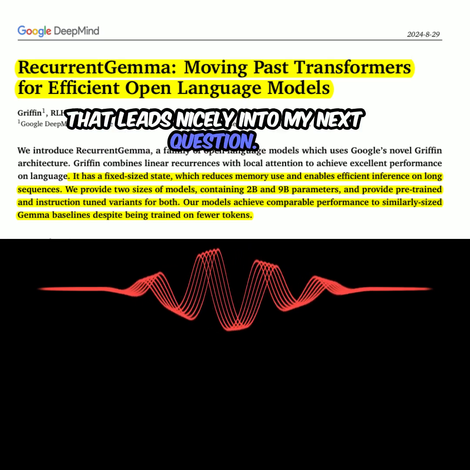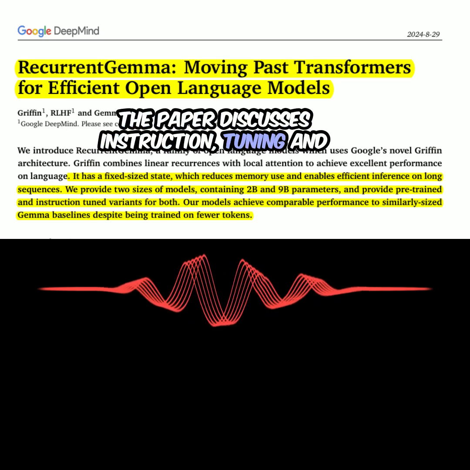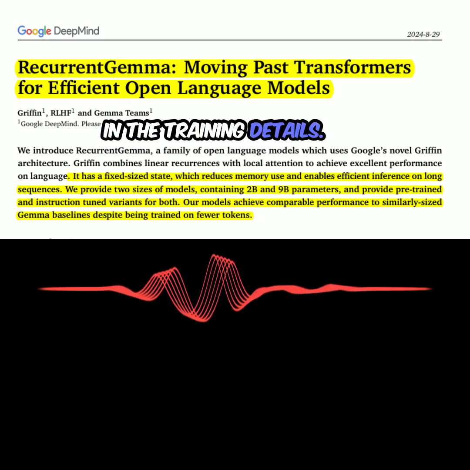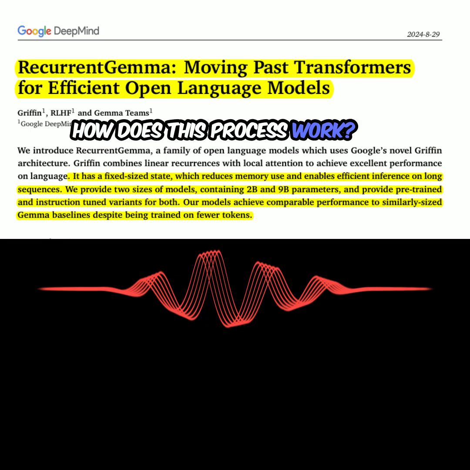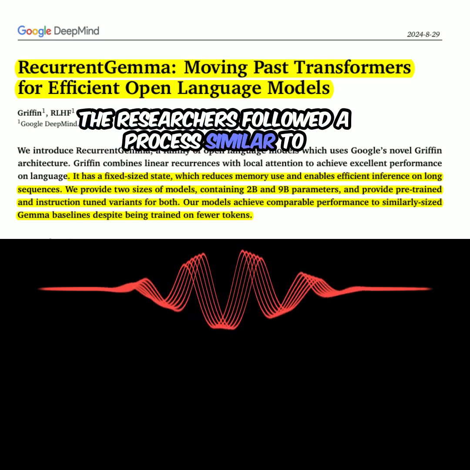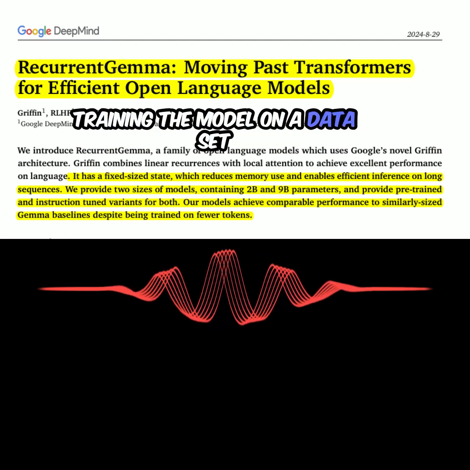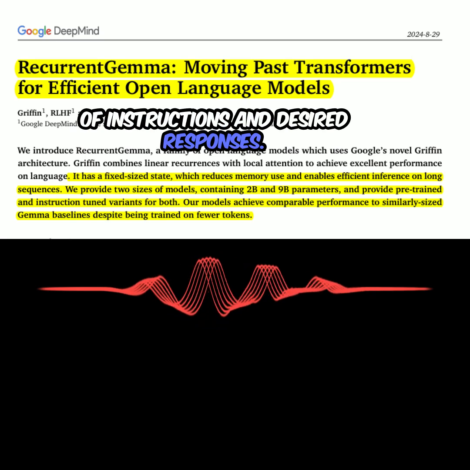That leads nicely into my next question. The paper discusses instruction tuning and RLHF, reinforcement learning from human feedback, in the training details. How does this process work? The researchers followed a process similar to other instruction-tuned models, and that involves training the model on a data set of instructions and desired responses.